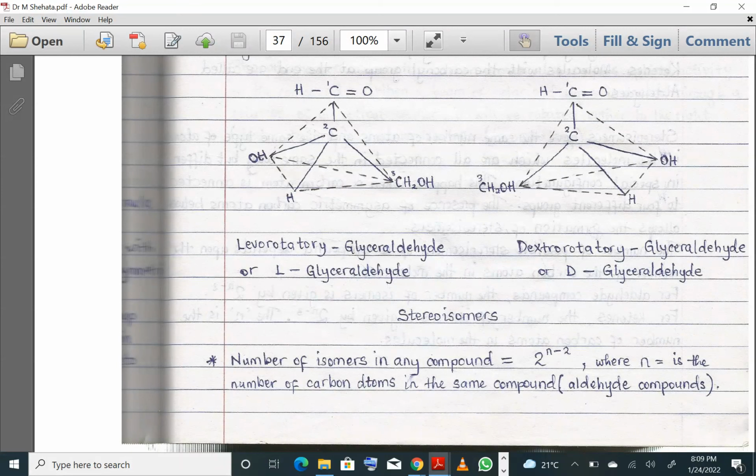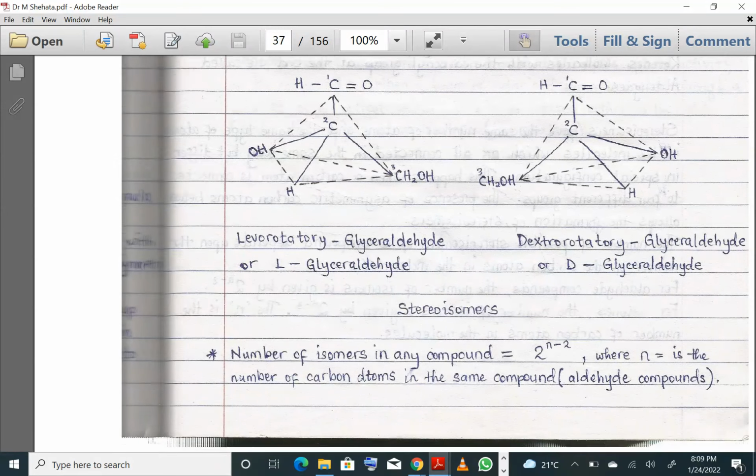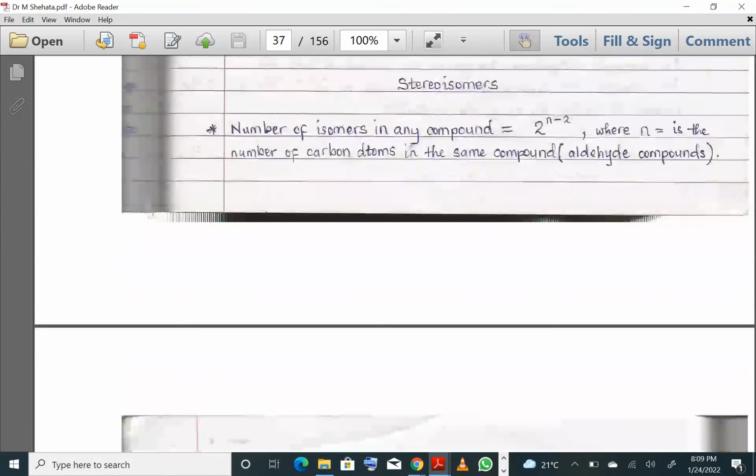So now the number of isomers in any compound is equal to 2 raised to power n minus 2, where n is the number of carbon atoms in the compound. So that applies to aldehyde compounds. So remember the aldehyde compounds, this is where there is a hydrogen attached to a carbonyl group. In case you weren't there when we were discussing, you can watch the previous video. So that's basically about that.